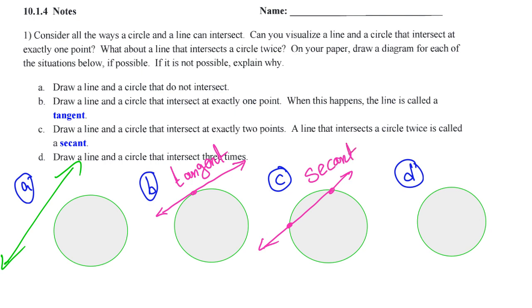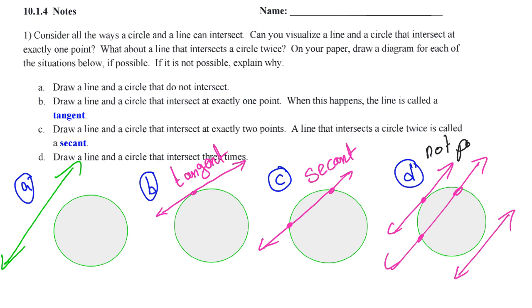The last scenario, draw a line and a circle that intersect 3 times. 3 times, that would be impossible because it either intersects at 2 points, or 1 point, or does not intersect at all. For a line to intersect a circle at 3 points, it would never be a straight line. So with this last scenario, it's not possible.